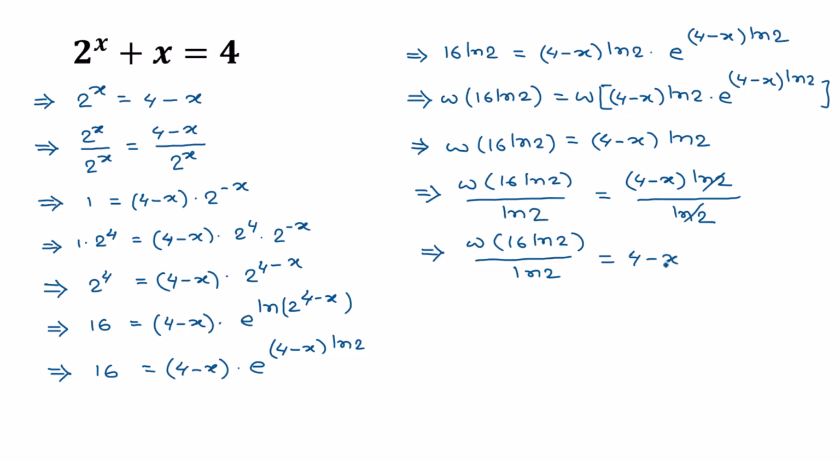Now taking this x to the left side and the left side to the right, we will have the value of x is equal to 4 minus W of 16 ln of 2 divided by ln of 2. And this is the solution of our given equation.